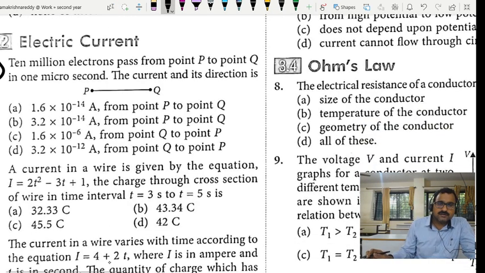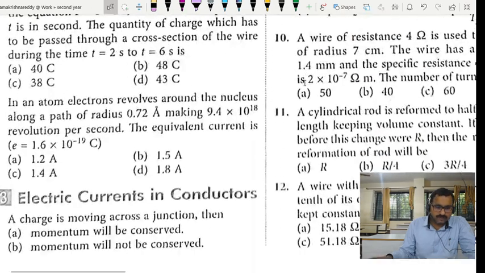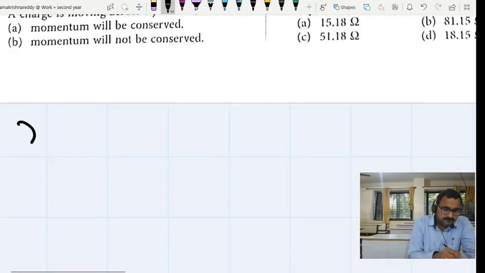10 million electrons pass from point P to point Q in 1 microsecond. They are asking for the current and its direction. 10 million electrons pass from point P to point Q in 1 microsecond. See that one.